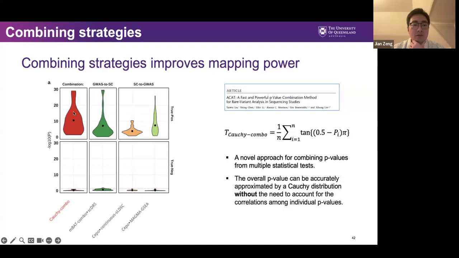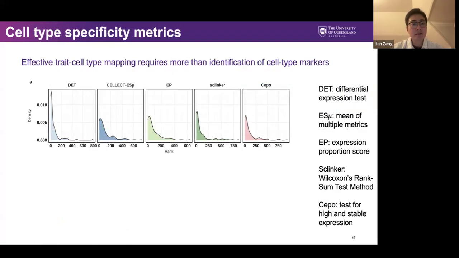And when we use this Cauchy combination, we found the power is maximized compared to each of the strategies. And the nice thing is that it does not introduce any inflation in the false positive rate. Then we look at what factors affect their performance. First, the single-cell to GWAS strategy requires calculating the cell type specificity score, and there are different metrics available, like EP, differential expression test, or SIPO.